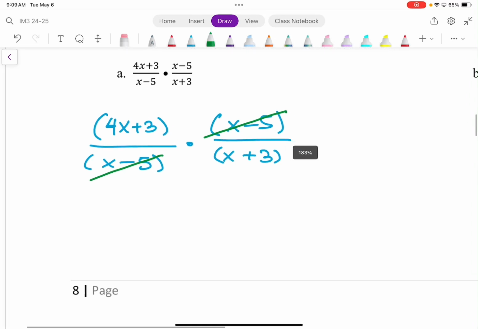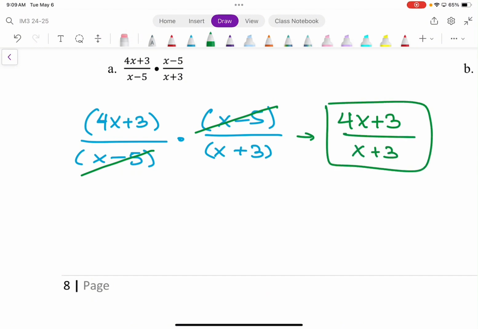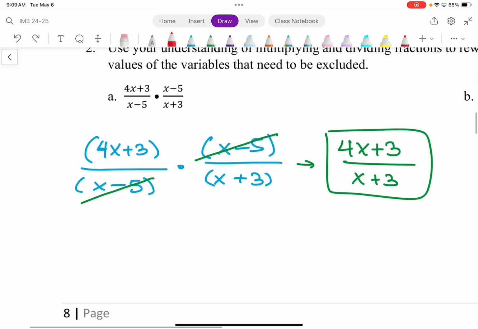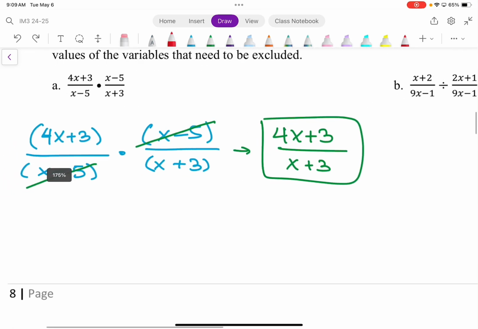So what are we left with? We are left with (4x + 3) over (x + 3). And like I said, you cannot start doing this. Okay, 3 with a 3, x with an x. You cannot do that because the conditions are no longer being met. We are not multiplying the terms together. We're adding them. And you can't cancel things out when you add or subtract terms.